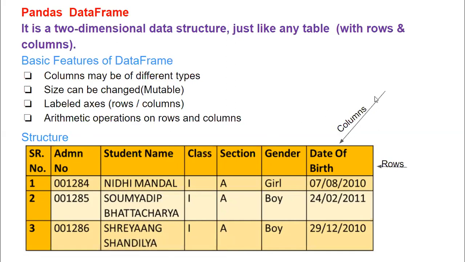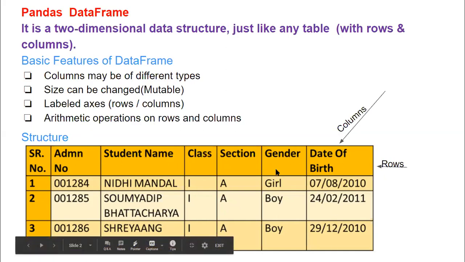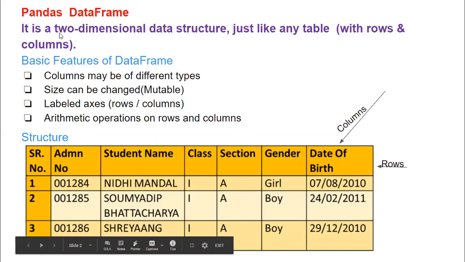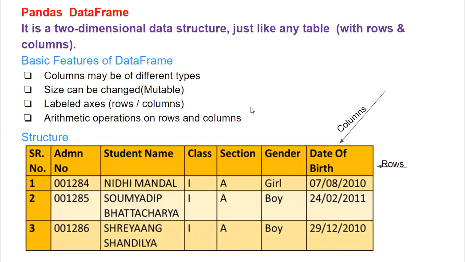Column means nothing but the vertical. Date of birth is a column, gender is a column, section is a column. Row means the horizontal one, like the serial number 1, the whole record is called a row. Okay, so this is the structure of a normal data frame.